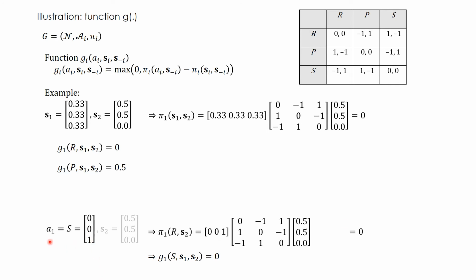Similarly, if a1 equals s, then we would get a 0. Because in that case, if agent 1 plays scissors and agent 2 plays rock and paper, half the time he will lose and half the time he will win. And so the expected payoff in that case is 0. Therefore, you take the difference between 0 and 0, that's 0. So G1 equals 0.